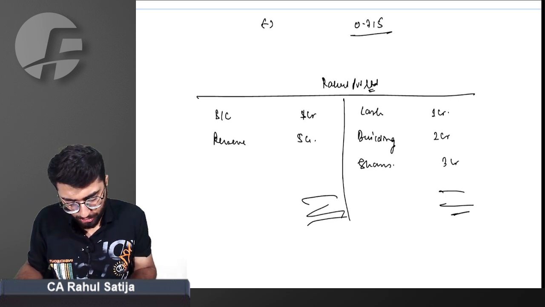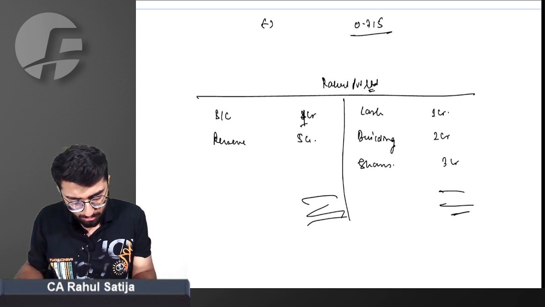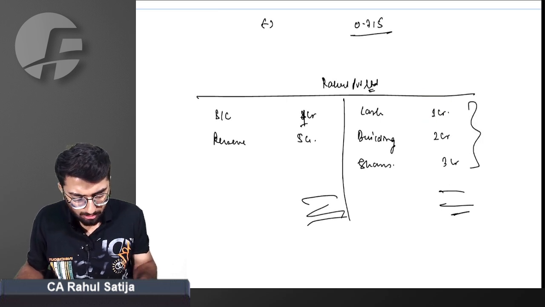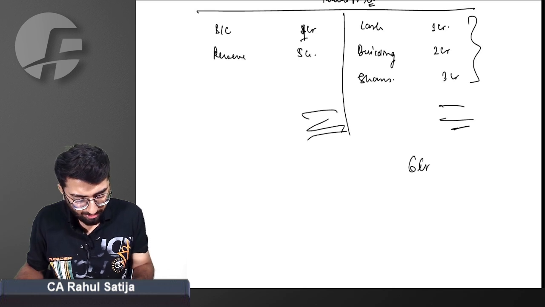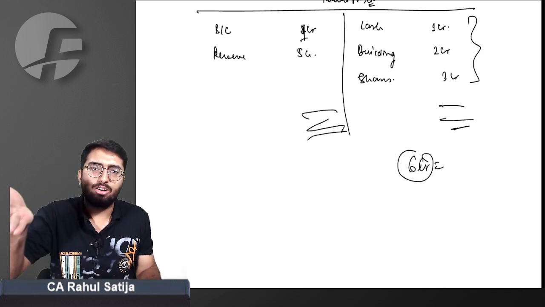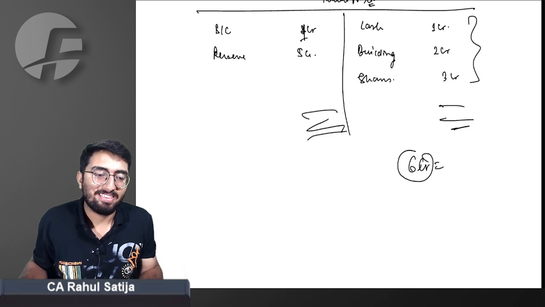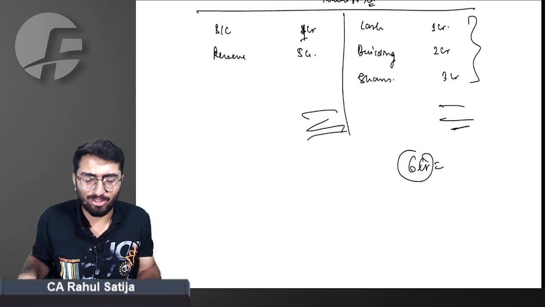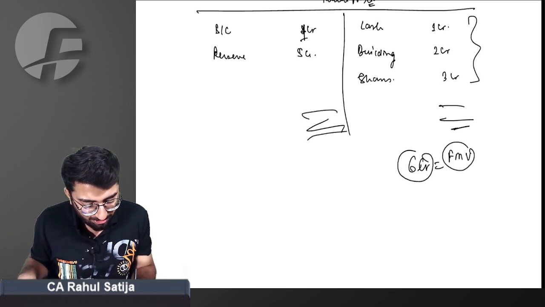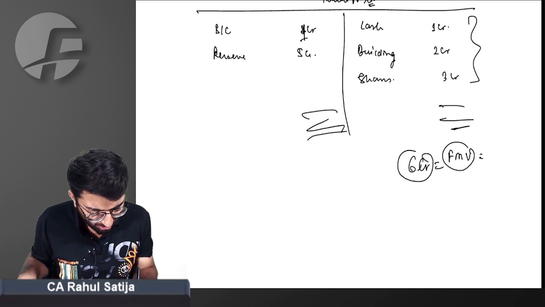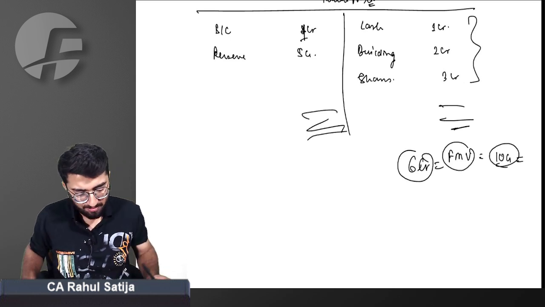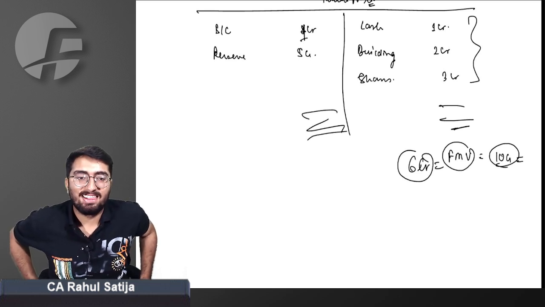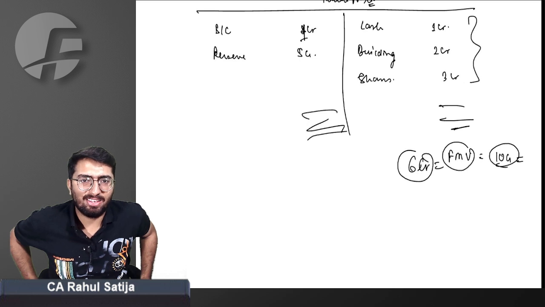For example, at the time of liquidation, this company distributes assets. Sir, how much assets did it distribute? It distributed all 6 CR of assets. Got this point? Company distributed 6 CR worth of assets. Its FMV, for example, was 10 CR.